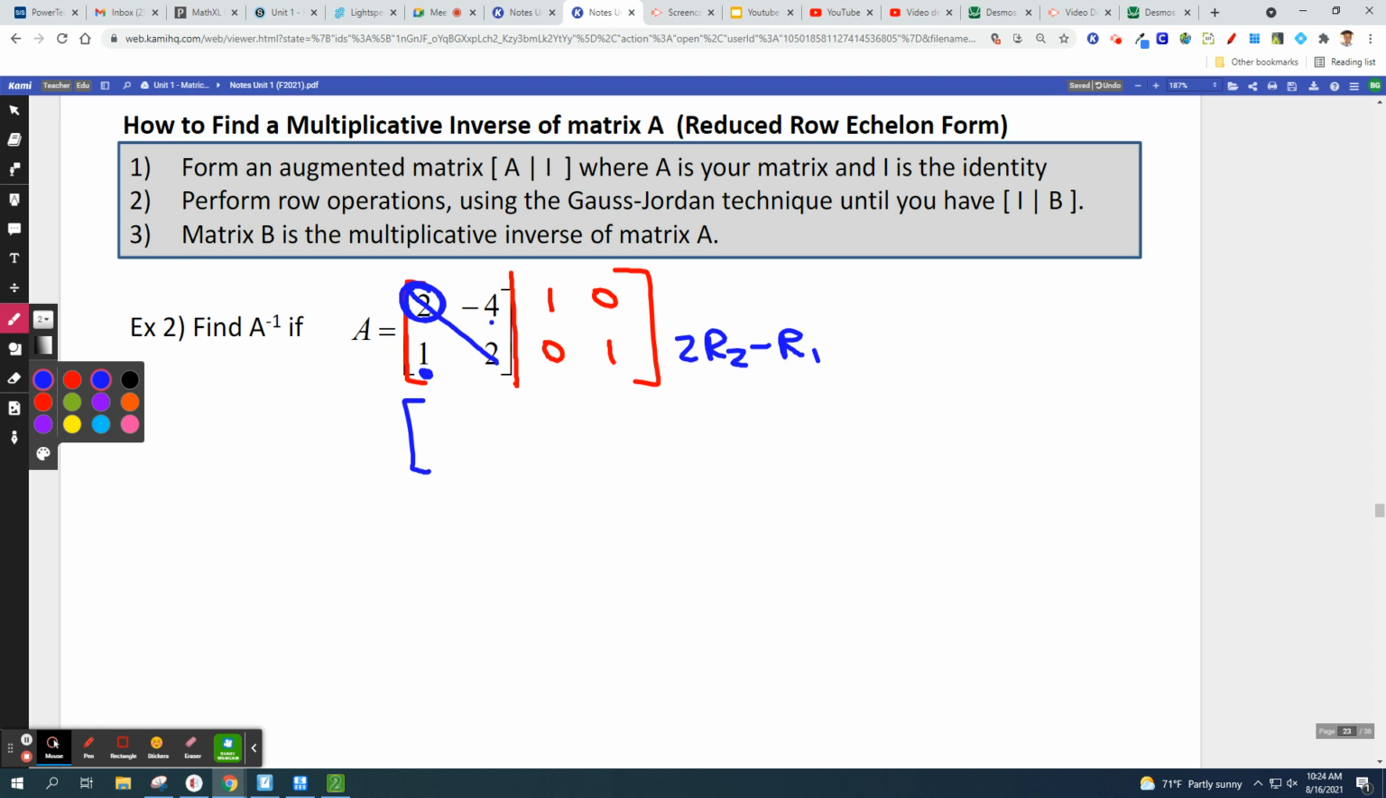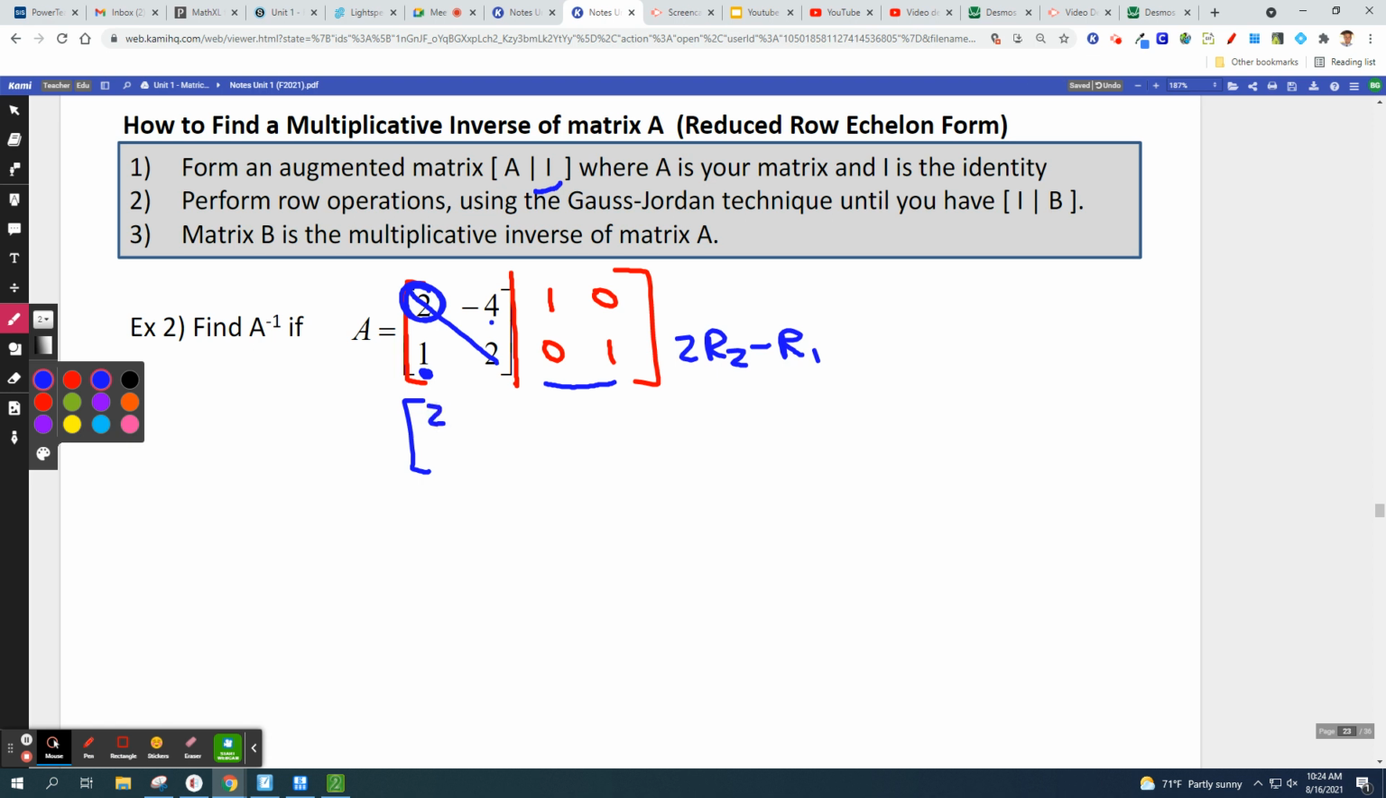We good? Question? Over here? That's where we start because that's the identity. And yes, that's where we start. So yes, absolutely.